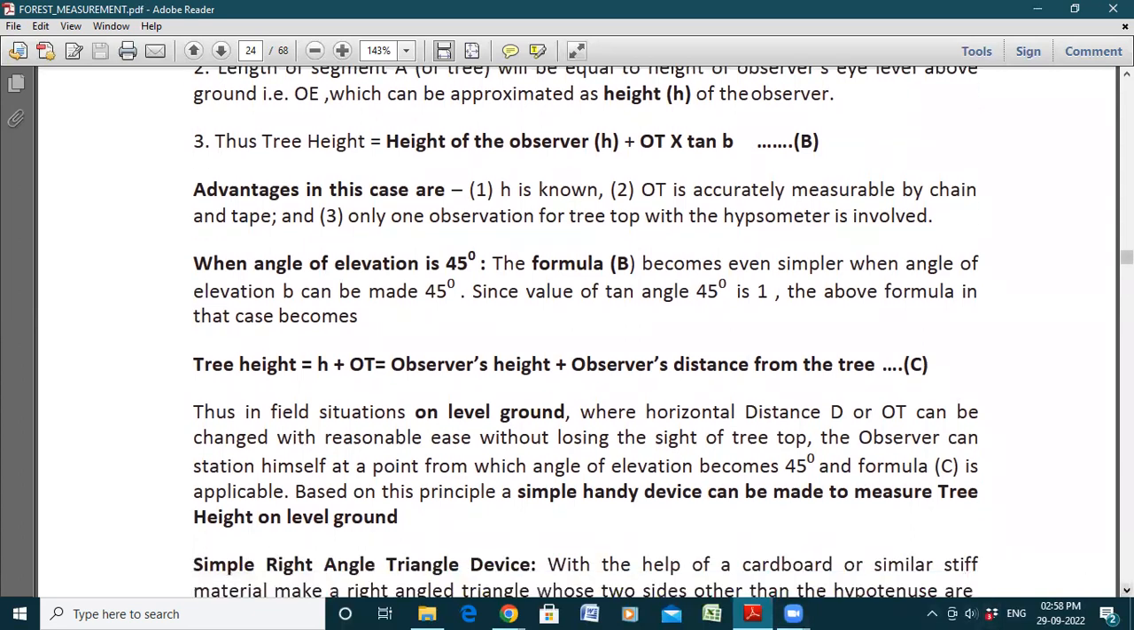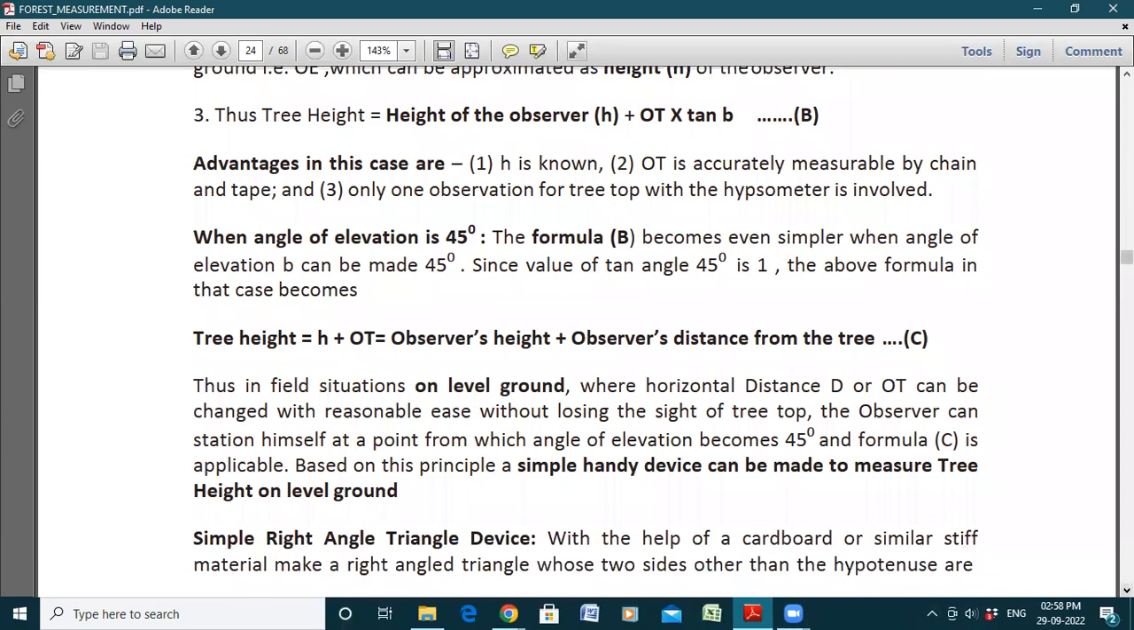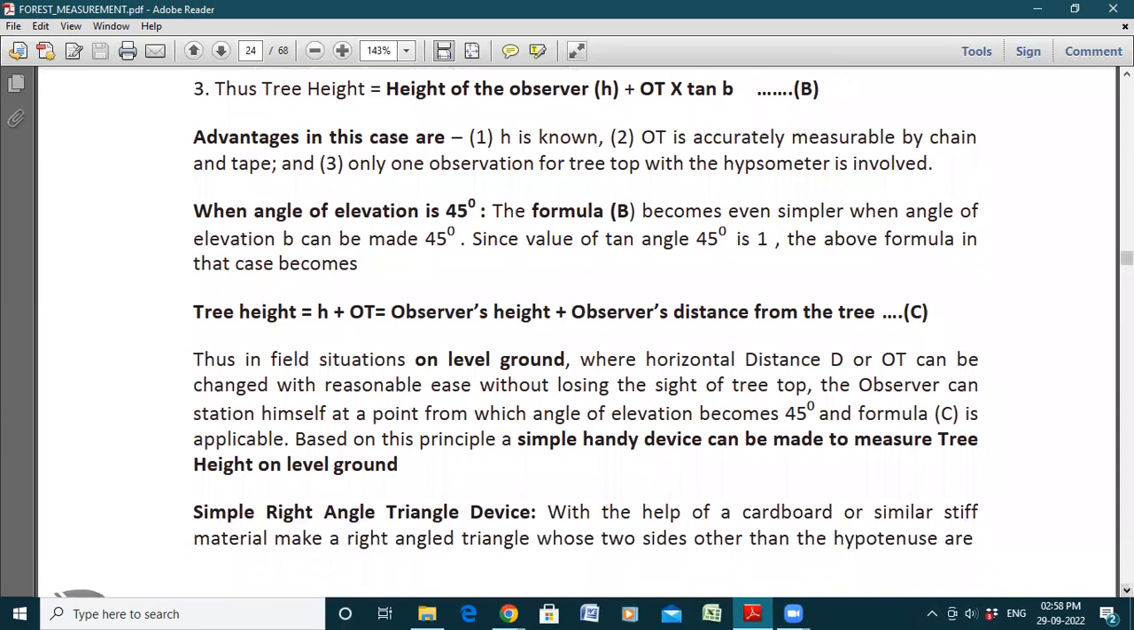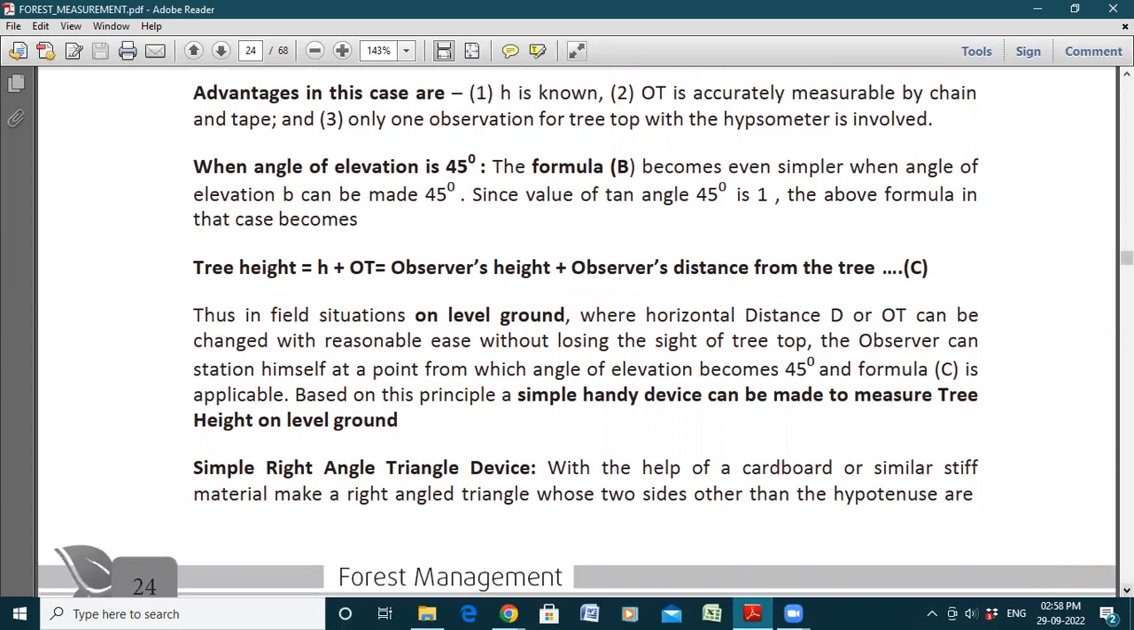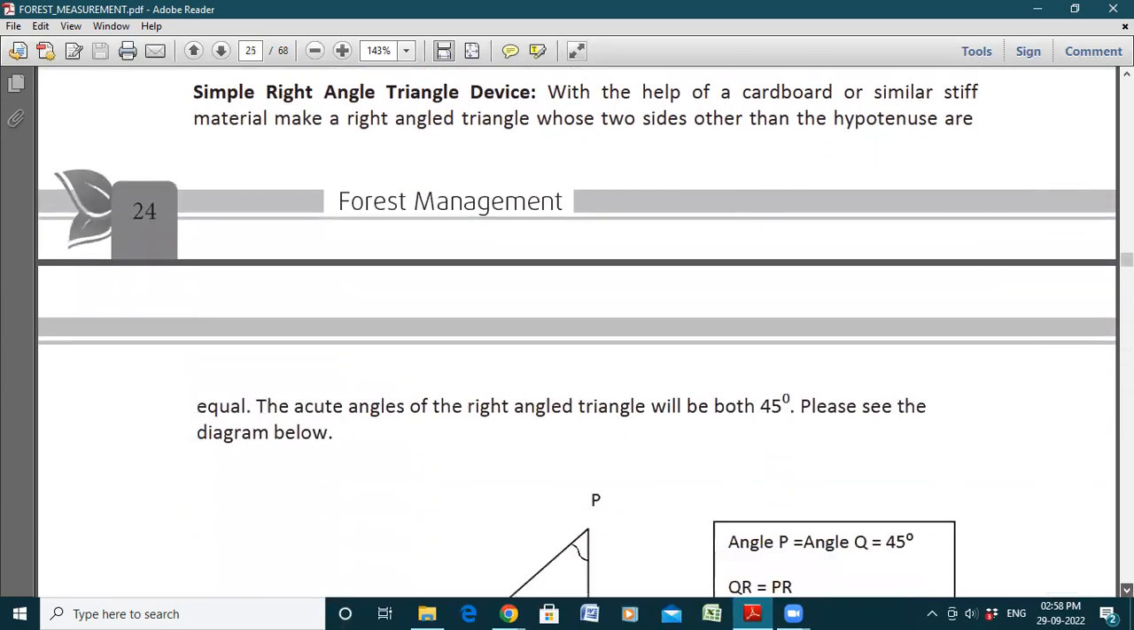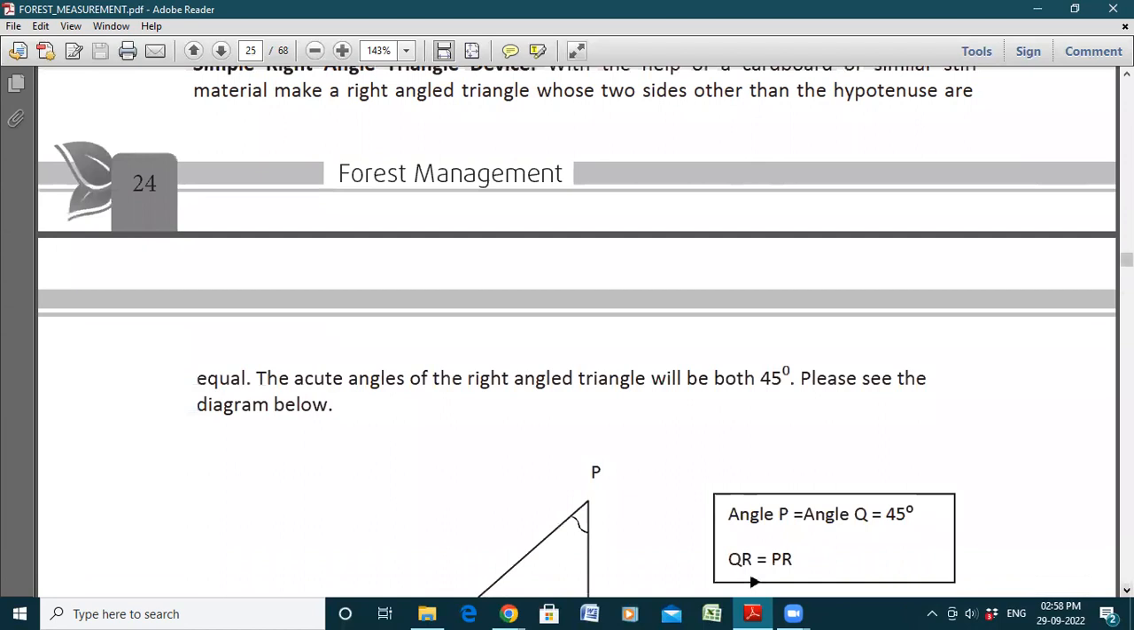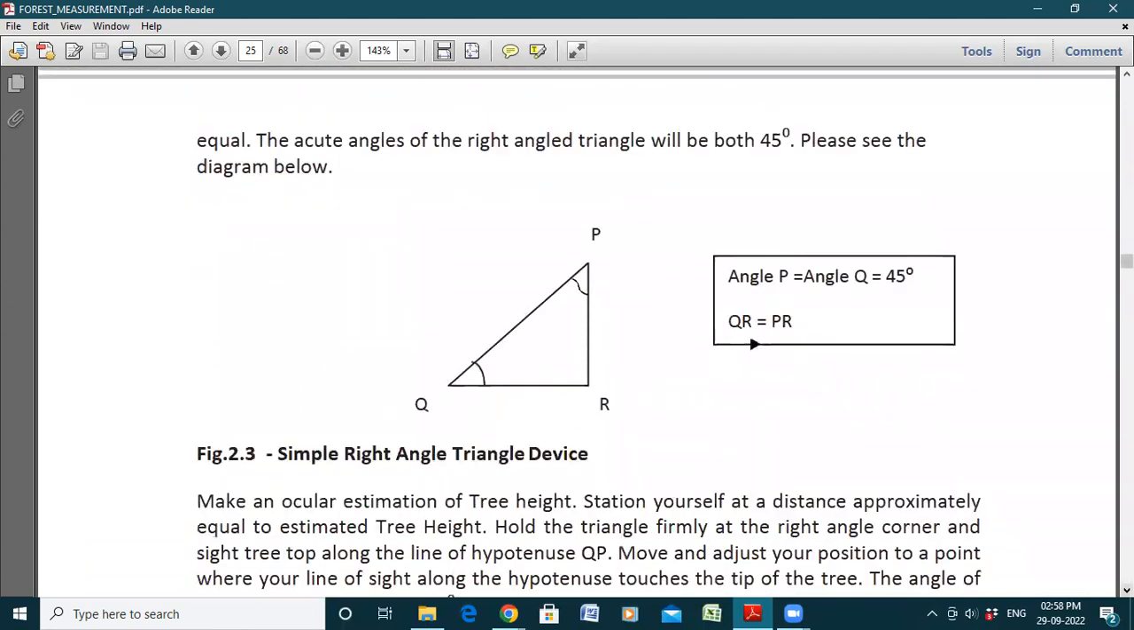I think no further discussion is required. It is clear to everyone. Now, a simple right angle device. With the help of a cardboard or similar stiff material, make a right angle triangle whose two sides other than the hypotenuse are equal. The acute angles of the right angle triangle will be 45 degrees, like this one. So angle P is equal to angle Q is equal to 45 degrees. QP is equal to QR.